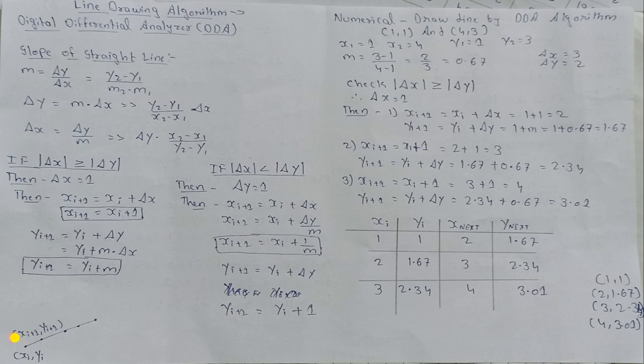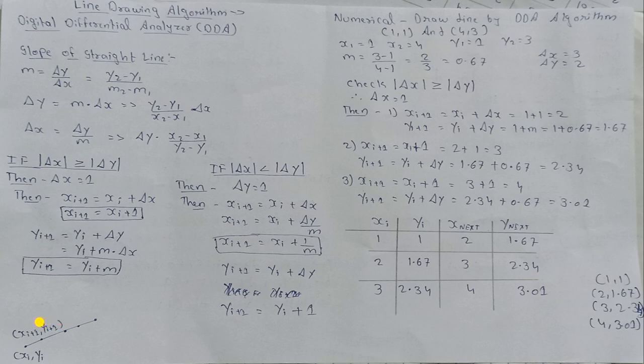Suppose we have to go from the first point to the last point, so we have to go point to point. For the first point we have taken xi comma yi, and for the second point we have taken xi plus 1 comma yi plus 1.